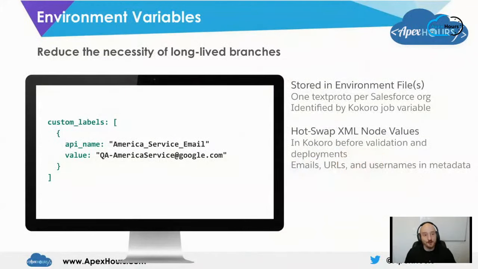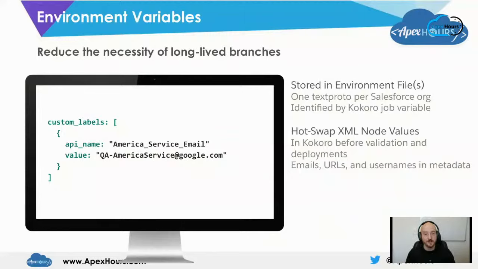Then another really cool mechanism that we've built is called environment variables. Environment variables help to reduce the necessity of those long-lived sandbox-based branches. Within a Salesforce project, there are certain files that you may have that are supposed to contain values that are specific to a target sandbox. For example, you might have a custom label called America Service Email, whose value is supposed to be different in non-prod versus prod.